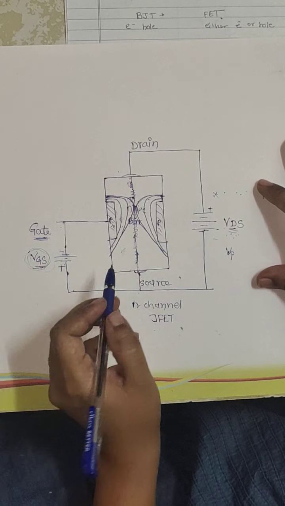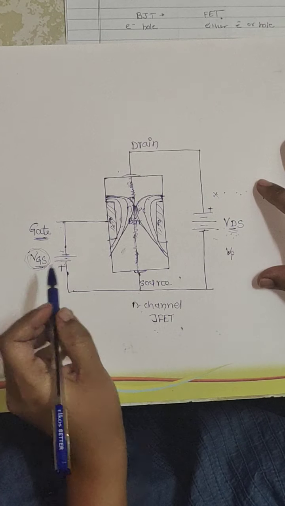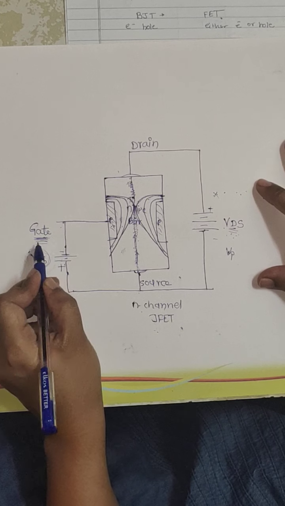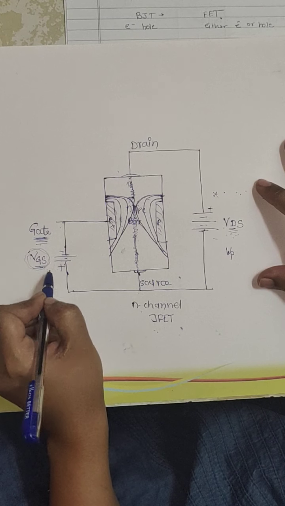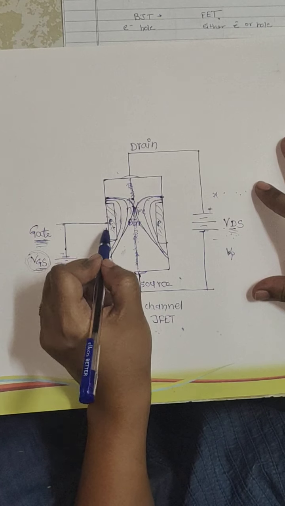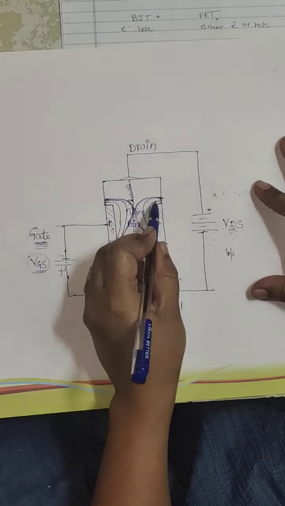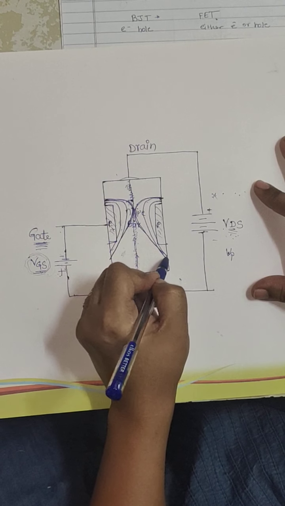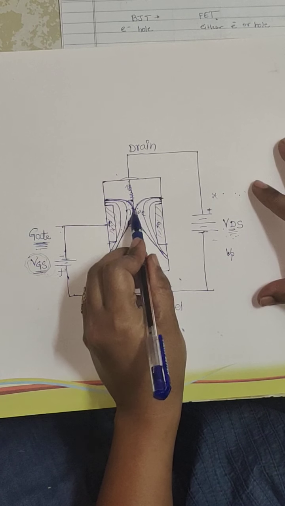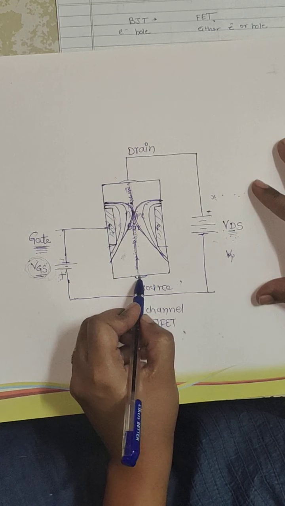So this is the basic operation of the N channel FET: the drain current is controlled by the gate. If we apply the gate voltage, the PN junction will become more and more reverse biased, pinch off will occur earlier, and we get the current constant at that point.